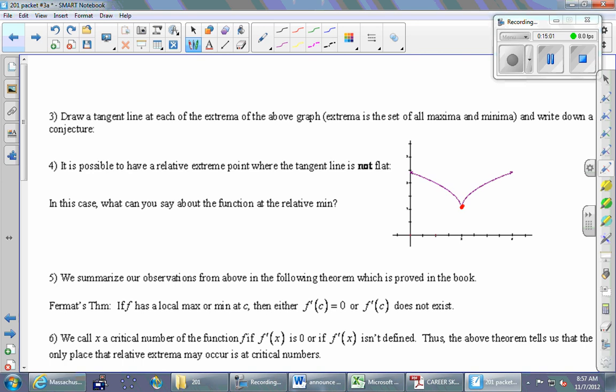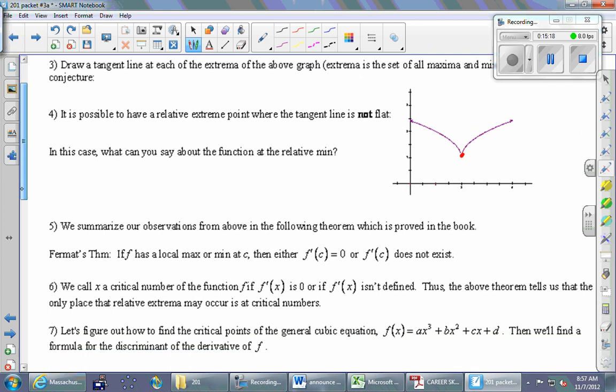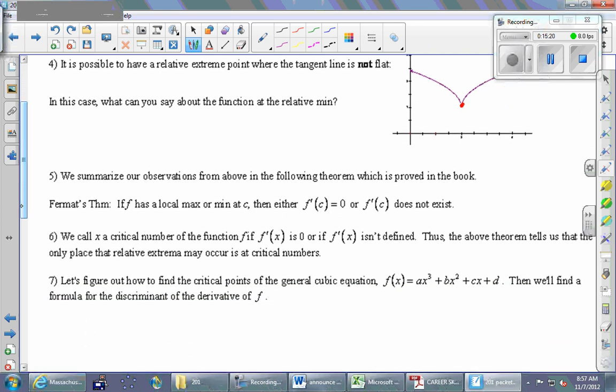So we've got a new theorem, actually. If you're at a local min or max, then either the tangent line is flat or the tangent line doesn't exist. Those are the two possibilities. So we'll go to number 5, Abby.